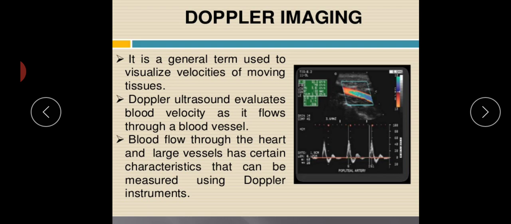Next is Doppler imaging in ultrasound. It is a general term used to visualize velocities of moving tissues. Doppler ultrasound evaluates blood velocity as it flows through a blood vessel. Blood flow through the heart and large vessels has certain characteristics that can be measured using Doppler instruments.